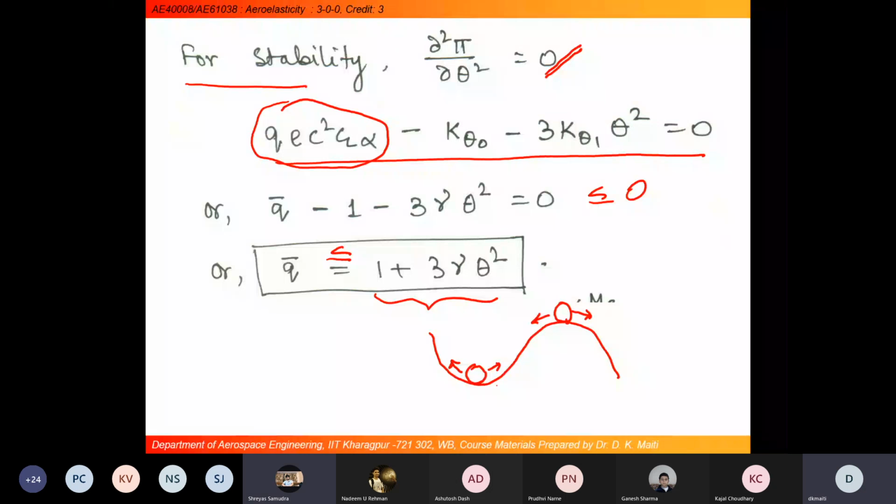Yes, but the ball on the left side resembles a stable equilibrium, so the second derivative should be smaller than 0. This one. No, yes. This system is a fully stable system. Whatever I am getting here, this q bar is less than or equal to this one. Okay.